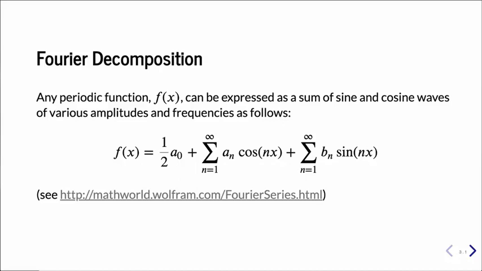Hopefully, if you've seen this before in your math classes, you can take any periodic function and represent it as the sum of cosine and sine terms. Each one of these is going to have a slightly different frequency and they're going to have different amplitudes. But by adding up these sine and cosine terms, you can represent any arbitrary periodic function.